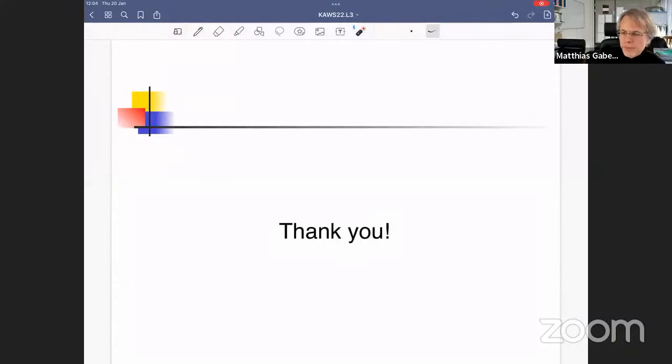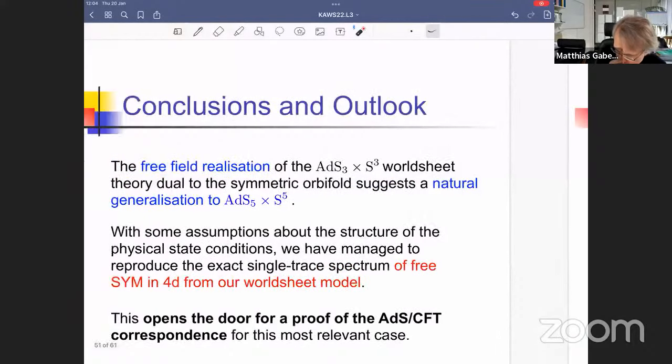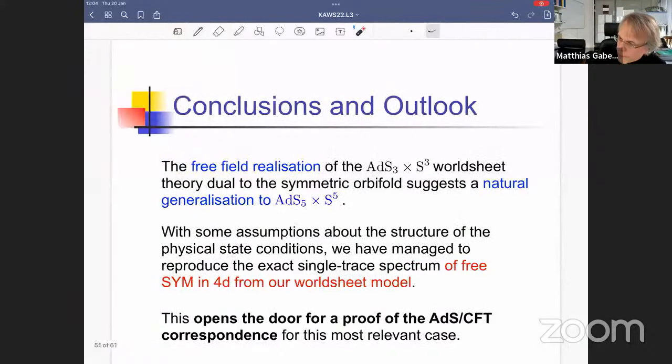Maybe I can ask something. So, in the AdS5 case, is it too early to ask questions like what non-perturbative corrections to correlation functions, how to go about calculating those? For instance, the instanton corrections to those.